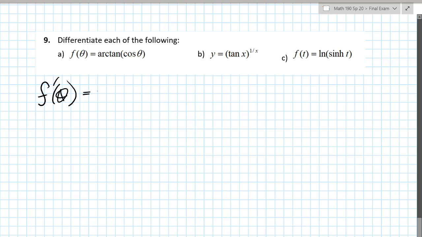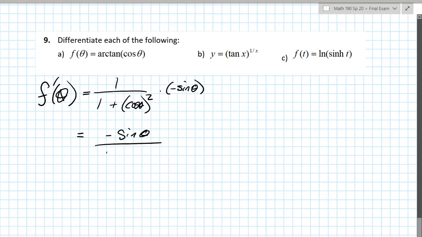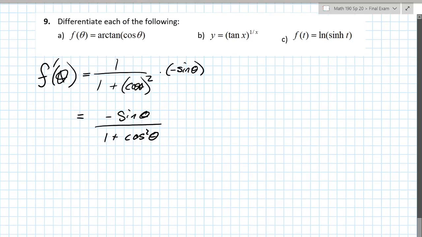Derivative of arctan of something is 1 over 1 plus that something squared times the inside derivative from the chain rule. There's not much else to do with this problem. You can write it as negative sine theta divided by 1 plus cosine squared theta if you prefer, but there's nothing else to do. Next problem, we've got a function of x to a function of x power.